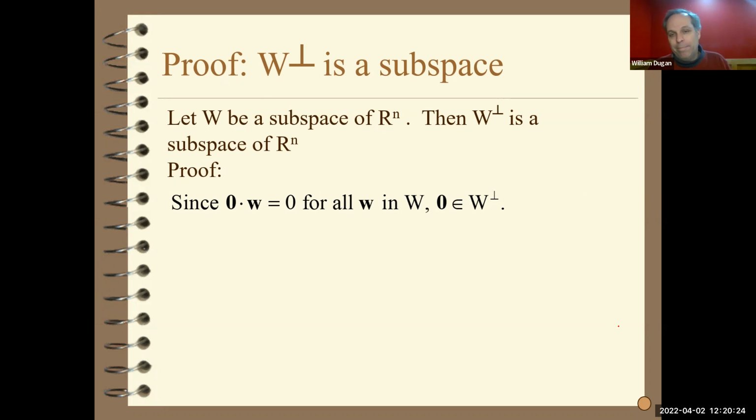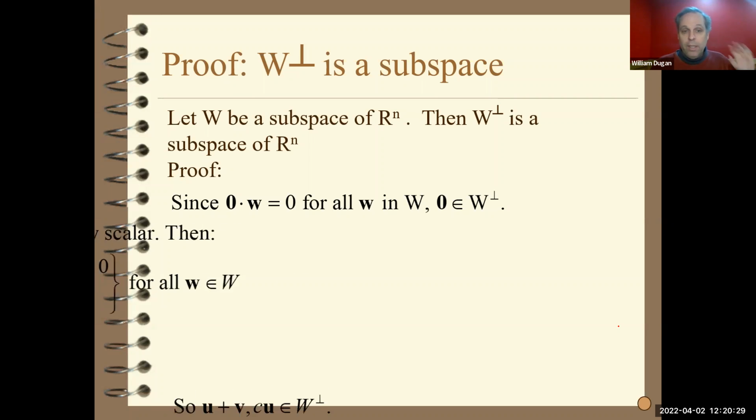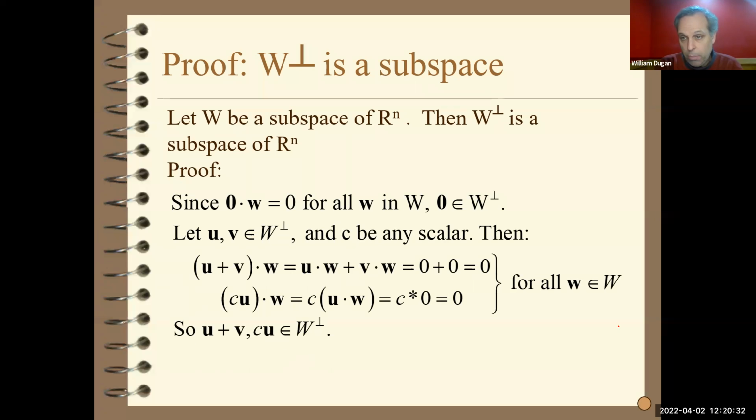So it's automatically in. The next one, I'll just do both the vector addition and scalar multiplication all at once. Suppose you have 2 vectors in W perp and C is any scalar. Then if you add the vectors and take the dot product, the dot product just distributes through. But the whole point of U and V is that they're in W perp, which means the dot product of U with any vector in W is 0, and the dot product of V with any vector in W is 0. So that dot product is 0.